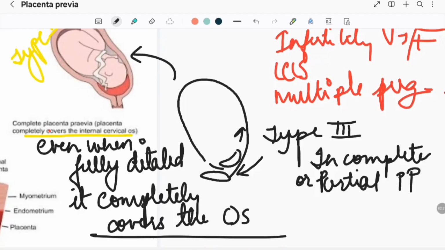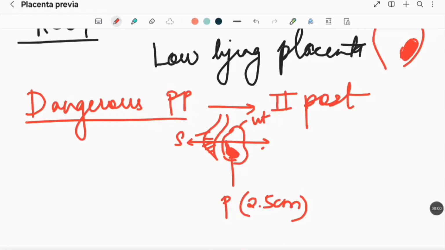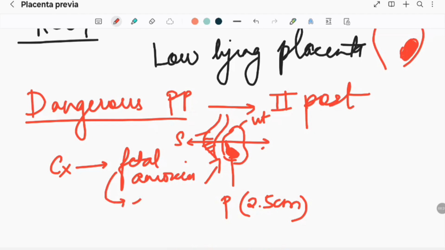Type 3 constitutes about one third of the cases. In this case, the placenta is more likely to be compressed. If vaginal delivery is allowed, there is more chance of cord compression or cord prolapse. The last two may produce fetal anoxia or even death. So fetal complications are fetal anoxia or fetal death. So these were the types or degrees of placenta previa.